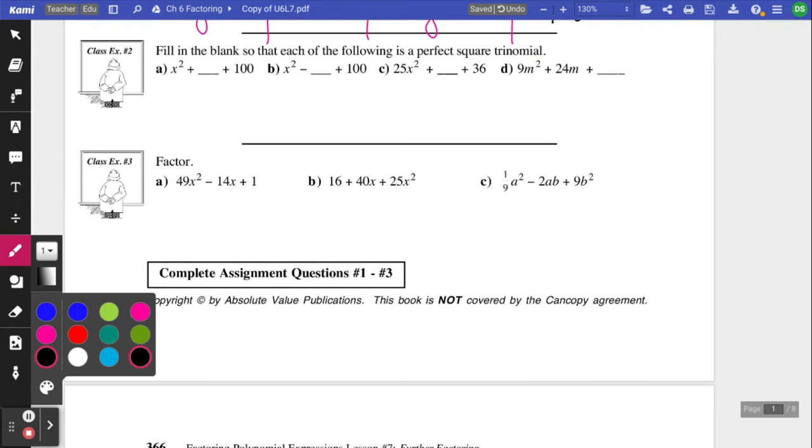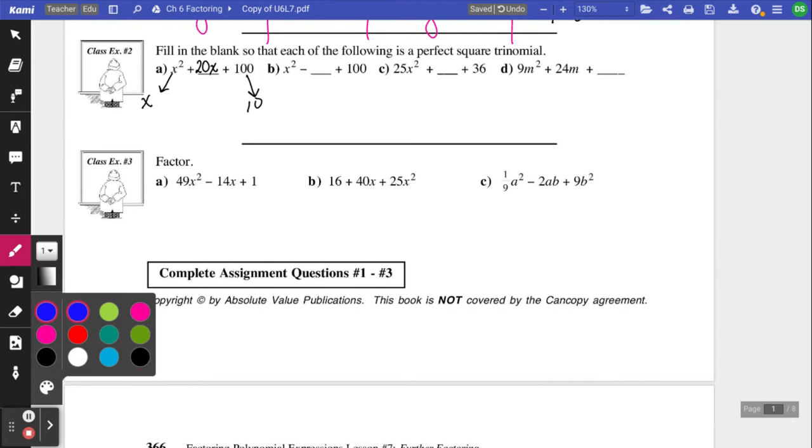Perfectly square trinomials. Fill in the blank so that each of the following is a perfect square trinomial. All right. So they've set us up pretty good. Square root of the first one, x. Square root of 100, 10. Times them together, 10x. And then another 10x, 20x. That's the number that goes in the spot.